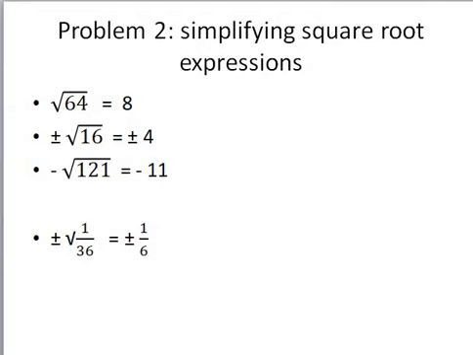Okay, I'll skip problem 1; we will go back to it and then solve problem 2.